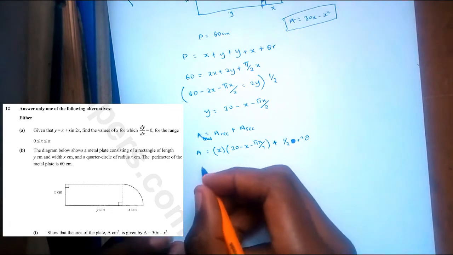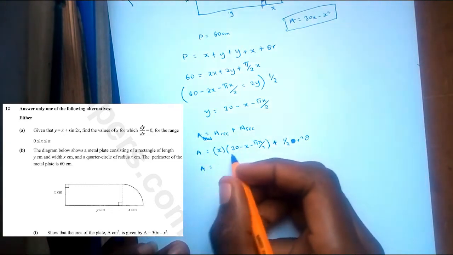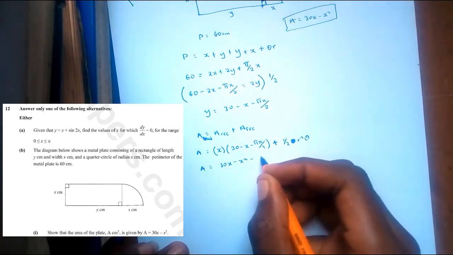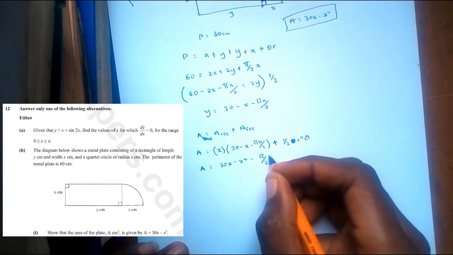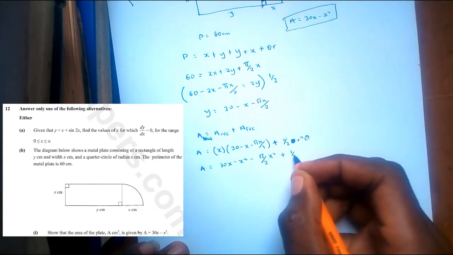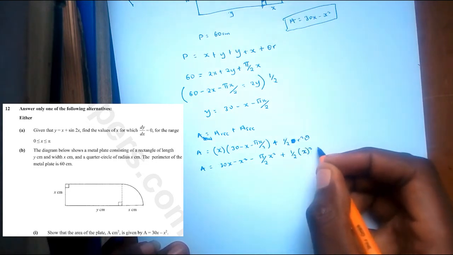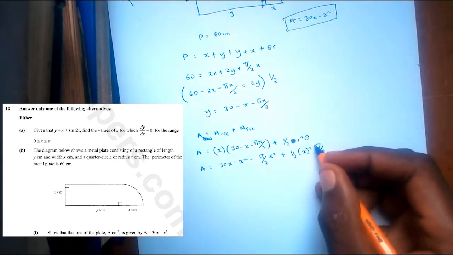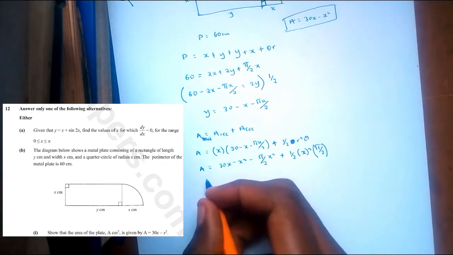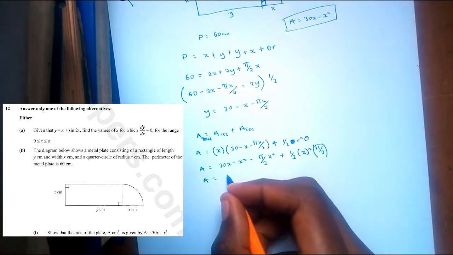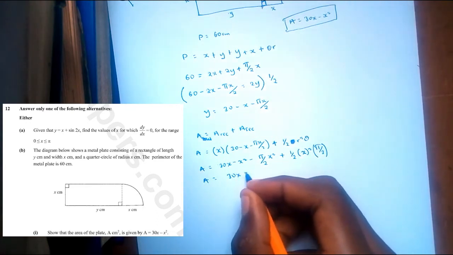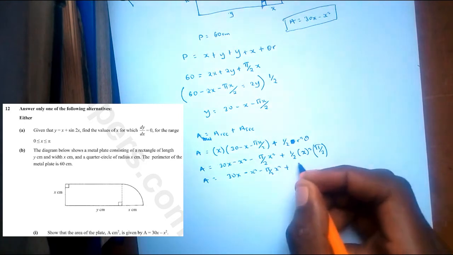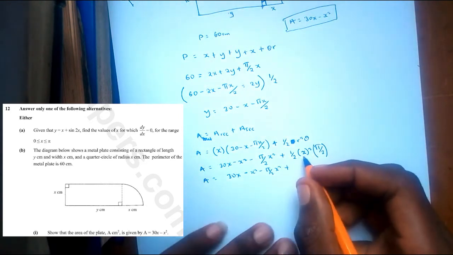Okay, so area will be equal to x times this, that will be 30x minus x squared minus pi over 2 x squared plus 1 over 2. Our radius is just x, so x squared. Then our theta is pi over 2. So area will be equal to 30x minus x squared minus pi over 2 x squared plus this and this.